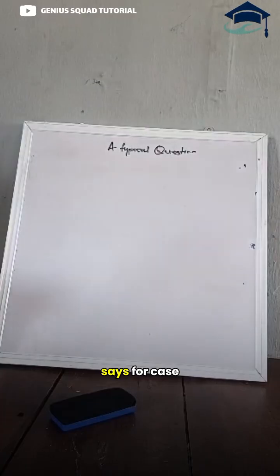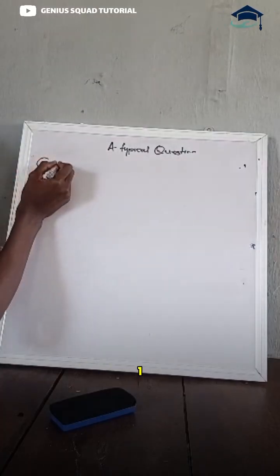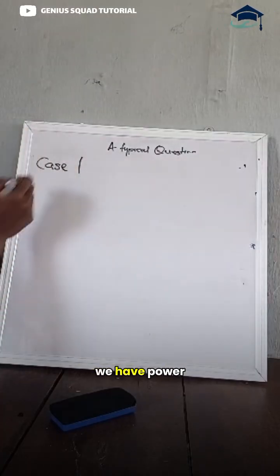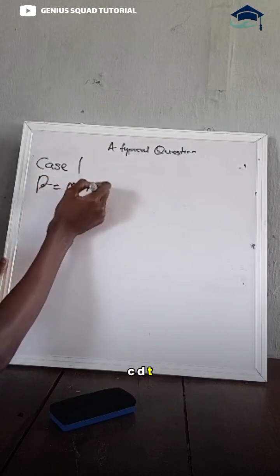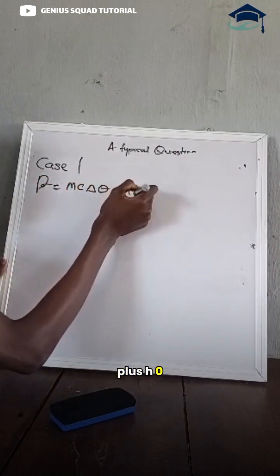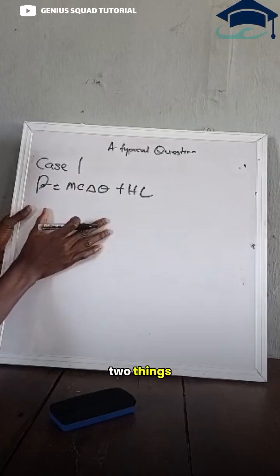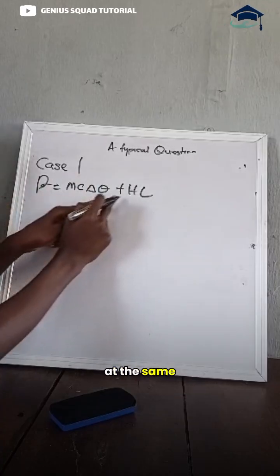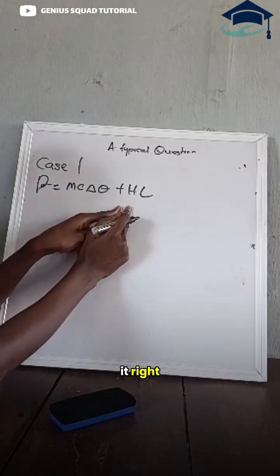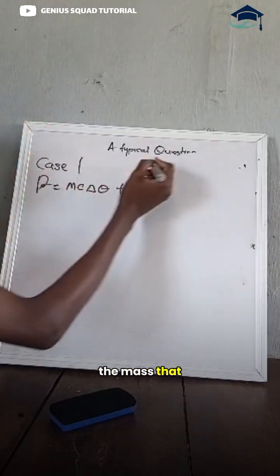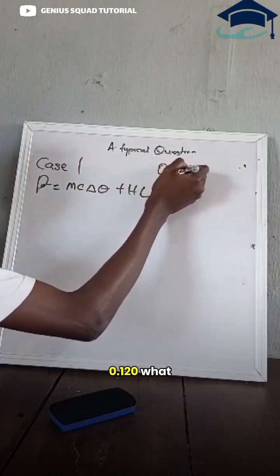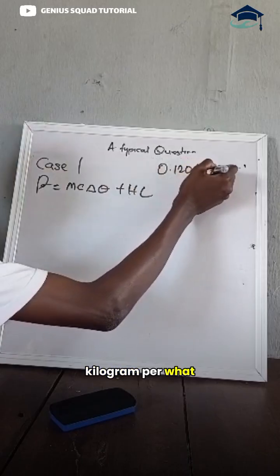So for case 1, we have power equals MC delta theta plus HL, because it is this power that is performing two things. Power is given in, and at the same time heat is being lost. We were given a specific mass in the first case. The mass that we were given is 0.120 kilogram per minute.